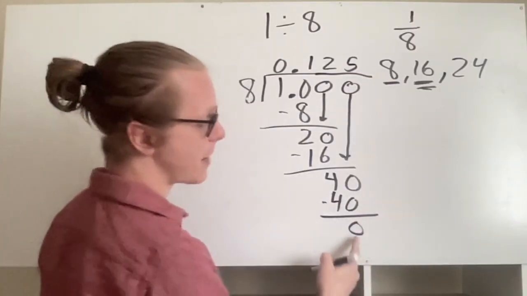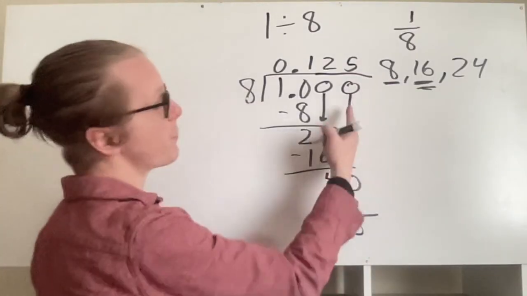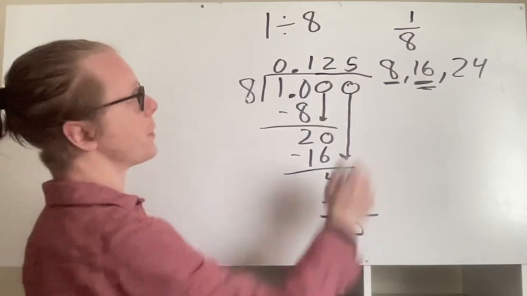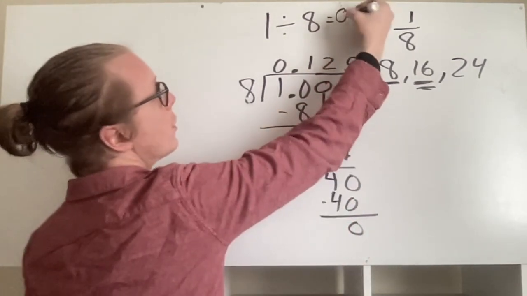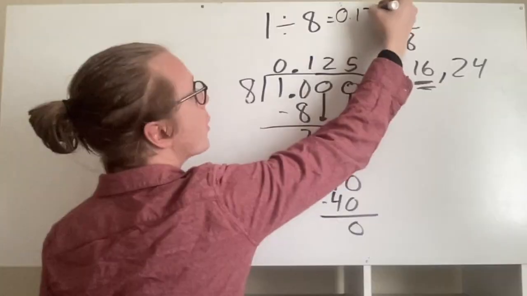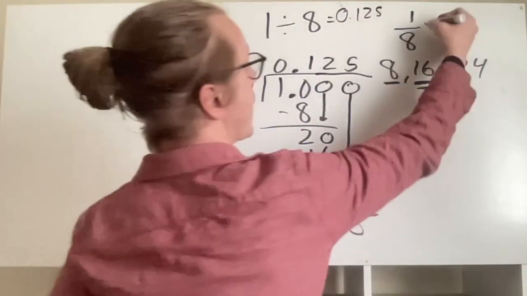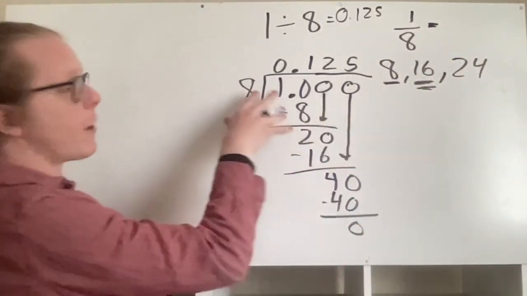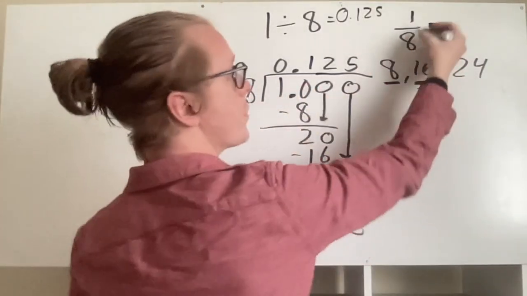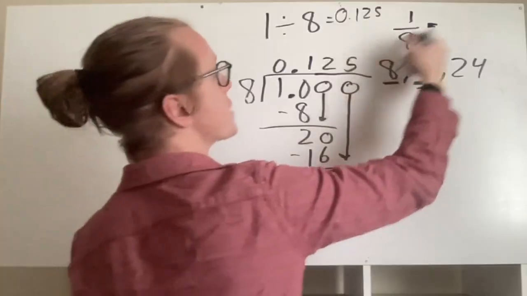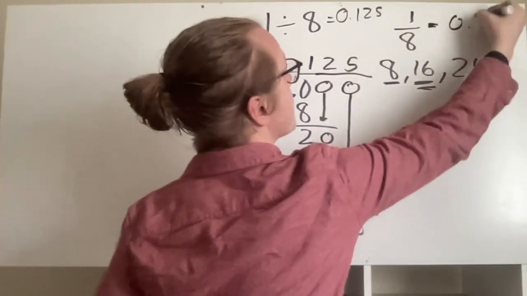So notice now we have nothing left over, and nothing left that we have to bring down, so we know that we're done. Our quotient here, 0.125, or 125 thousandths. Once we know how to do long division like this, we can now convert between fractions and decimals.